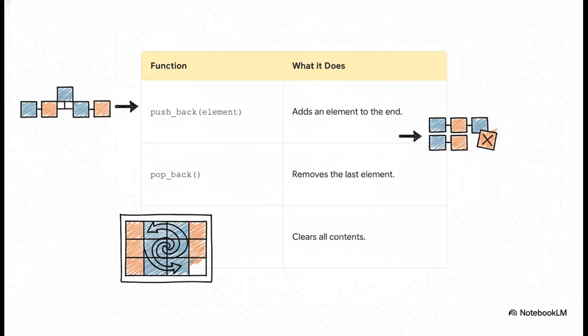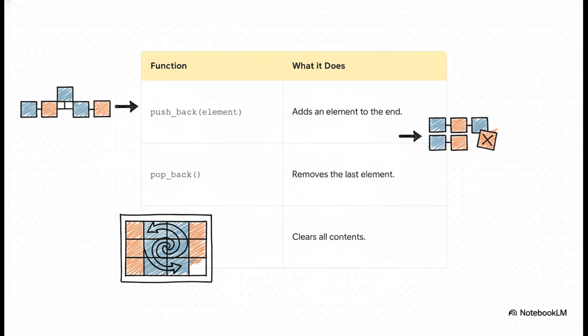And this is where the real magic happens. Need to add a new item to your list? Just use pushback, and the vector automatically makes room. Realize you need to get rid of the last item? Pop back takes care of it. And if you want to just wipe the slate clean and start over, clear empties the whole thing out for you. All that complex memory management stuff happens behind the scenes.